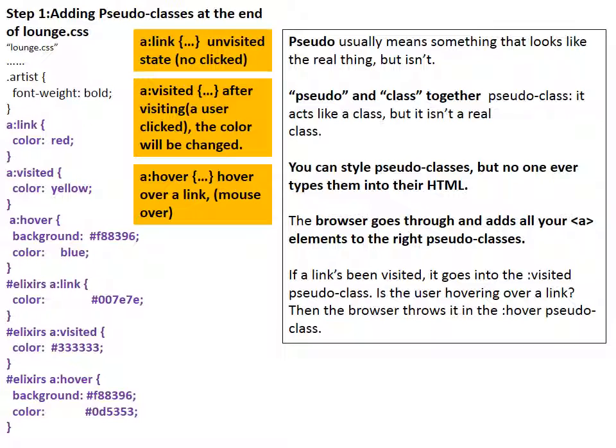The browser goes through and adds all your anchor elements to the right pseudo classes. If a link has been visited, it goes into the visited pseudo class. Is the user hovering over a link, then the browser throws it in the hover pseudo class.